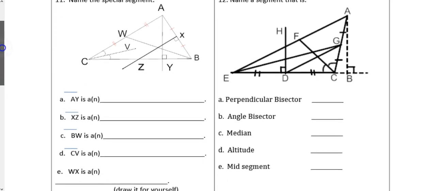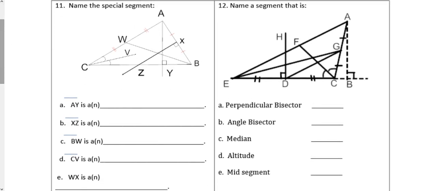Name the special segment. All right? AY. Where's AY? AY starts at a vertex and forms a 90-degree angle. Okay? That is an altitude.